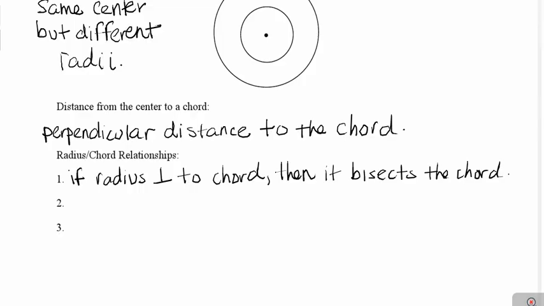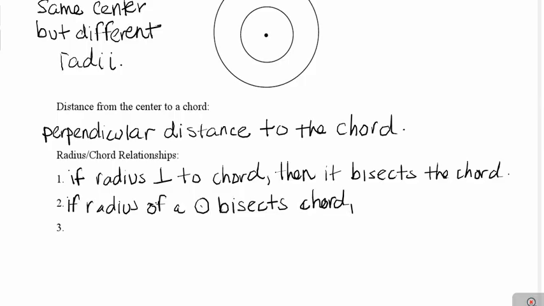If the radius of a circle bisects a chord, then it is perpendicular to that chord. So the reverse of that is true, but keep in mind that if a radius is bisecting a chord, that is not the diameter. A diameter is technically considered a chord, but there's a fancy name for it because it goes through the center. So we're talking about everything but the diameter. So if a radius is bisecting a chord that is not the diameter, then it is perpendicular to that chord.